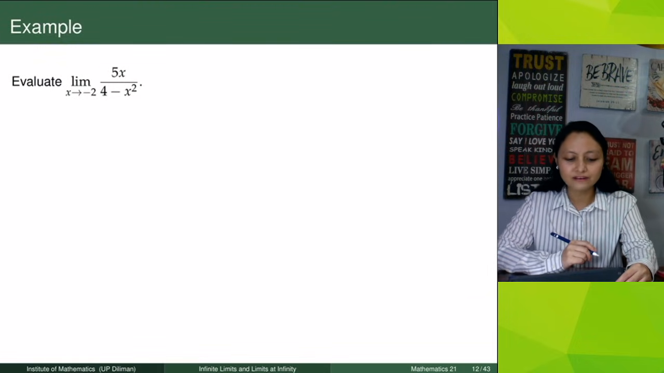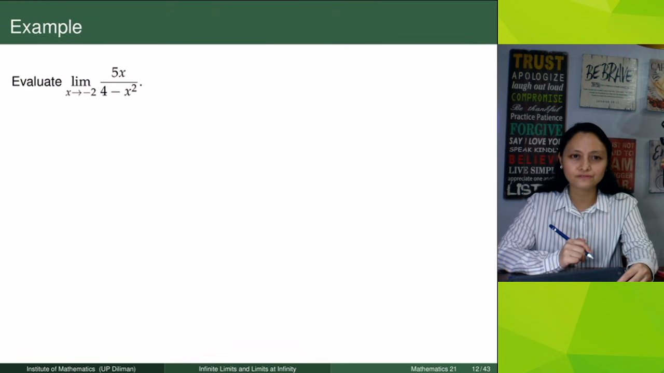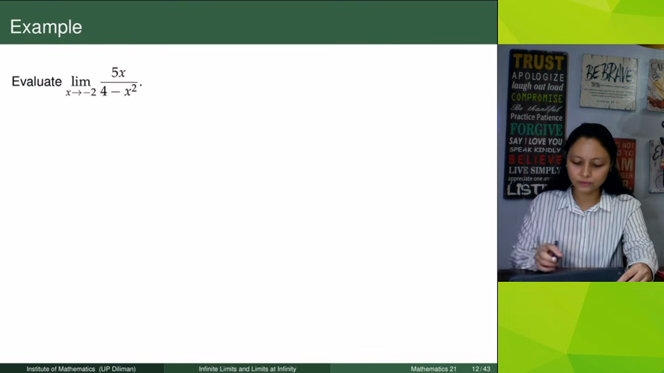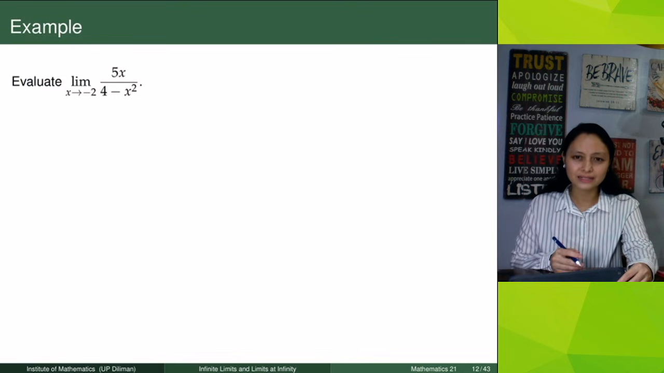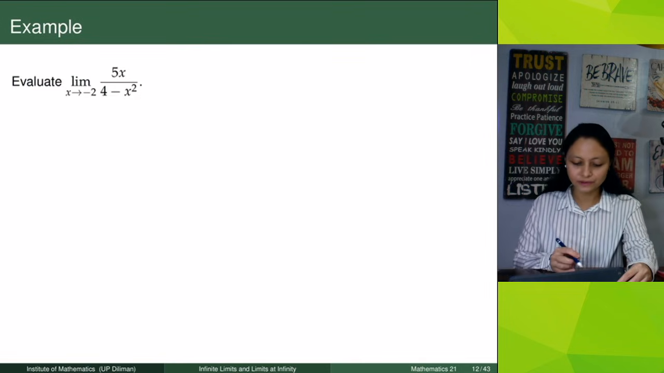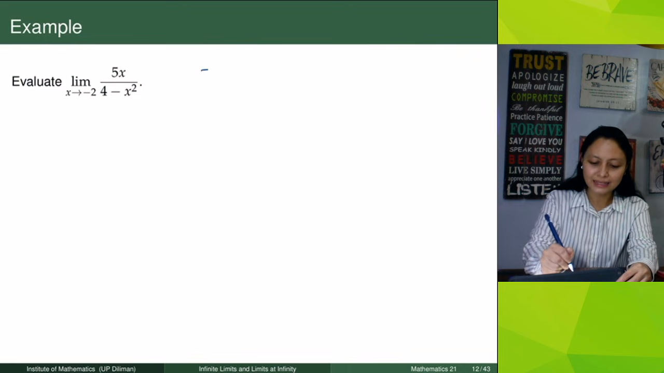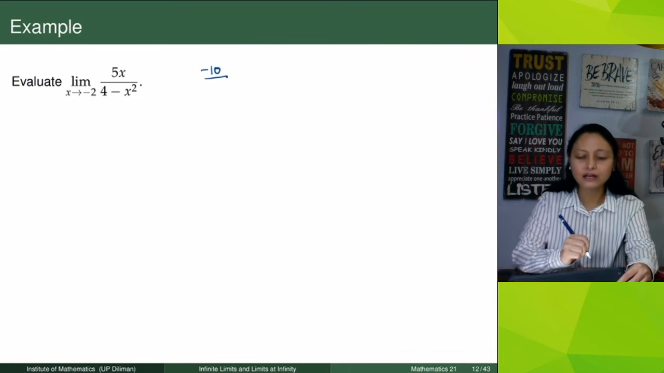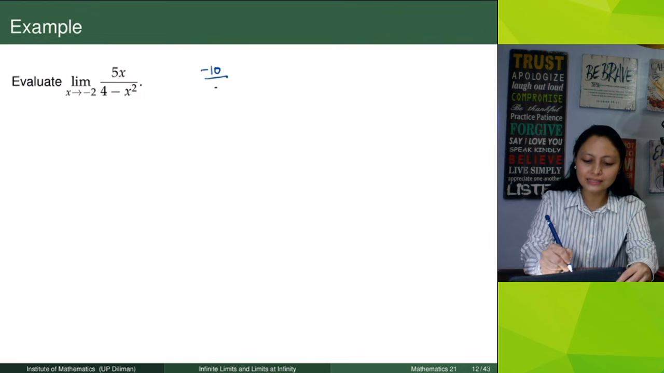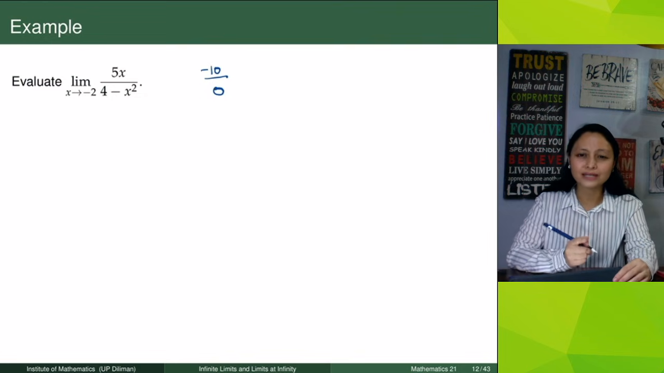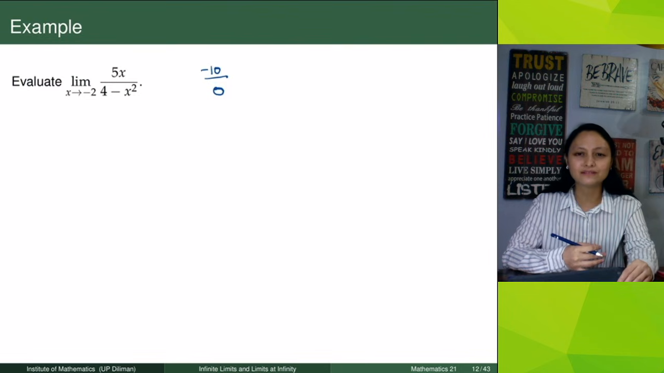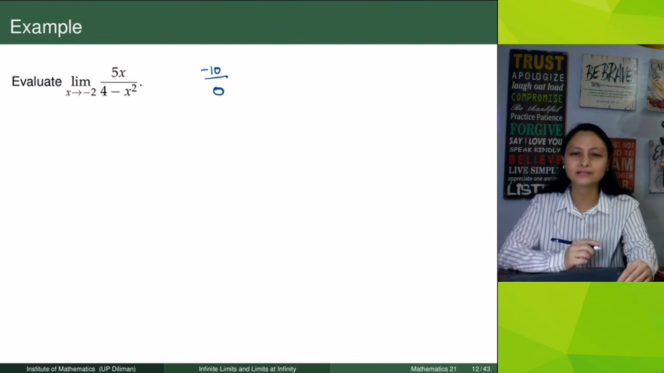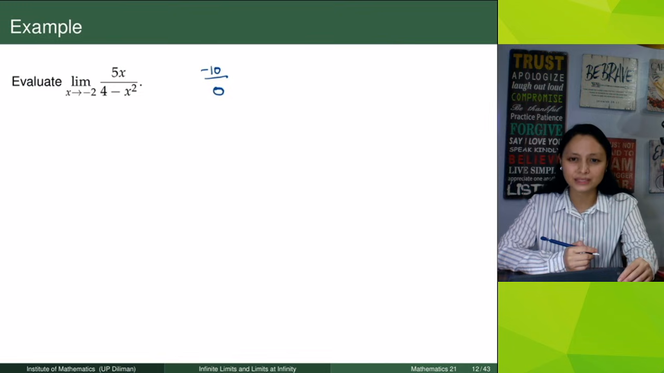Now, let's evaluate the limit of 5x all over 4 minus x squared as x approaches negative 2. If you substitute negative 2, what you get is negative 10 divided by 4 minus negative 2 squared, which is 0. So negative 10 over 0 is equal to infinity. A constant over 0 is infinity. Now, we have to determine: is it positive infinity or negative infinity?